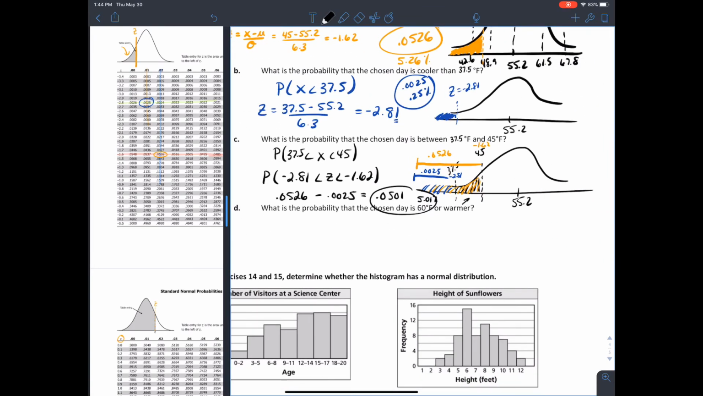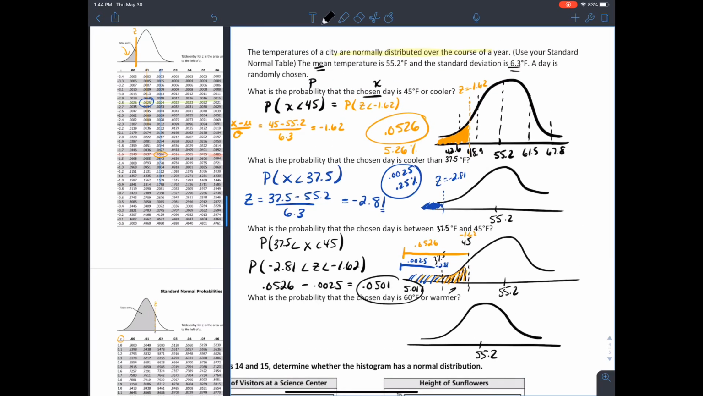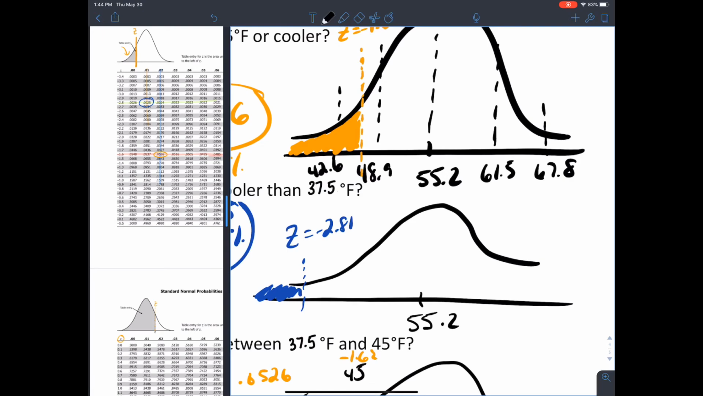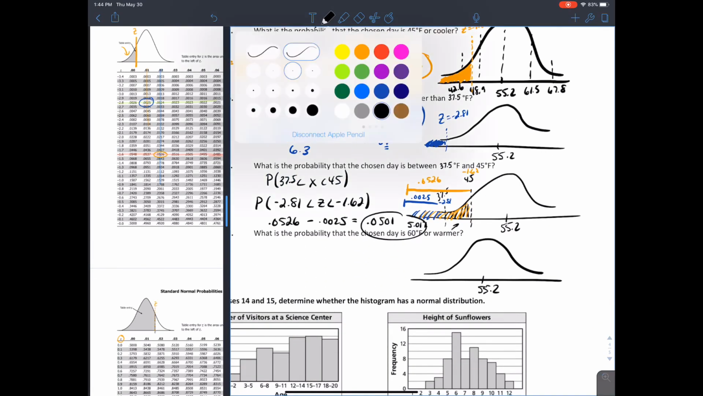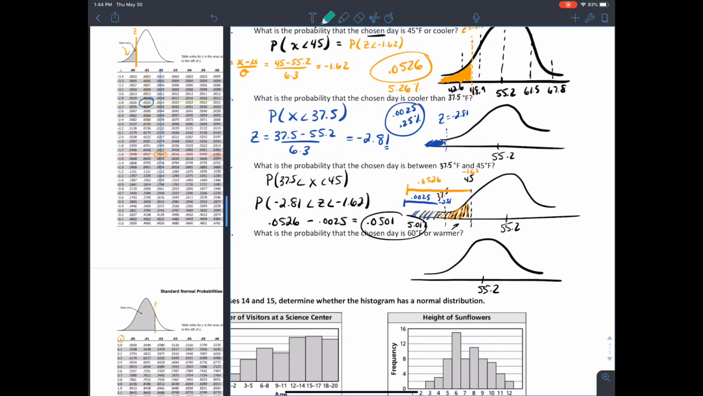The last example for today is going to be the probability that a given day is warmer than 60 degrees. So our average is 55.2. And again, if we come back and look at our original one that measures all the standard deviations, 60 degrees is not a perfect standard deviation. I could estimate where it is, maybe right there. And if it's warmer, I want to go this way.